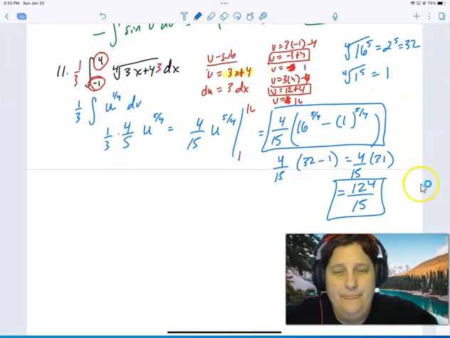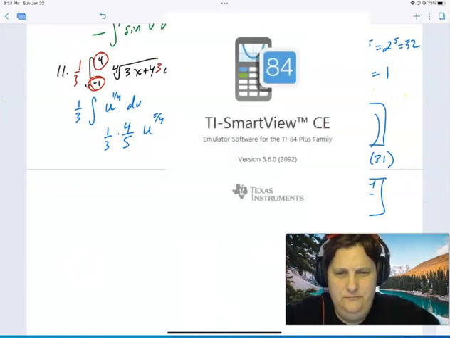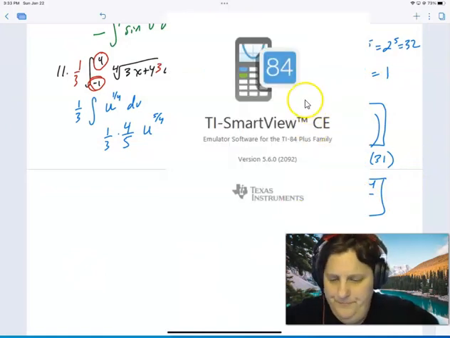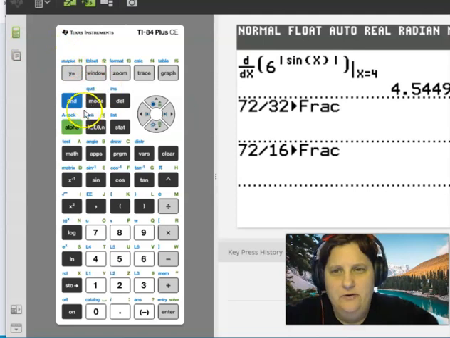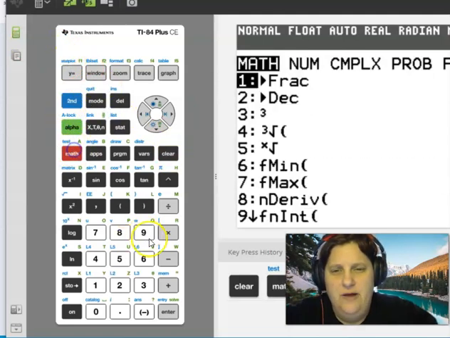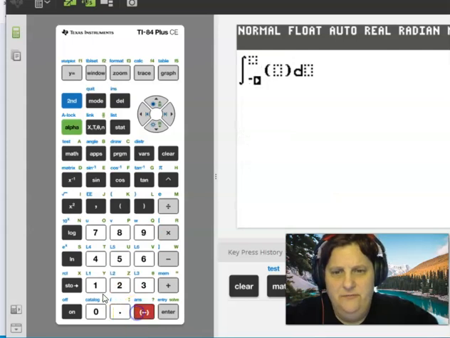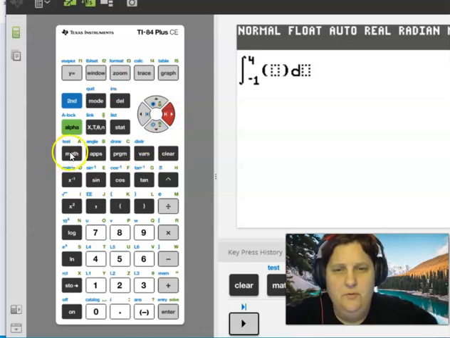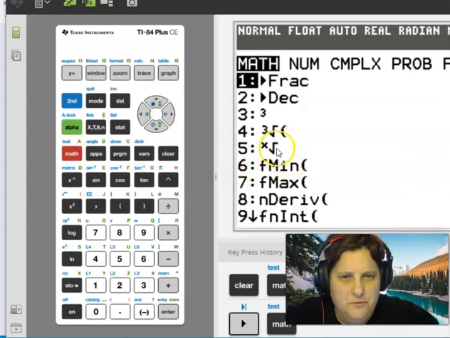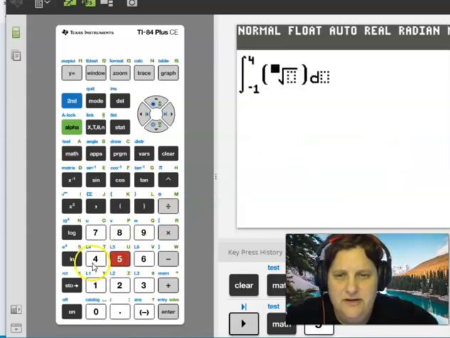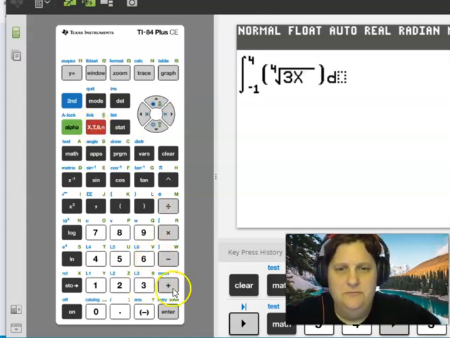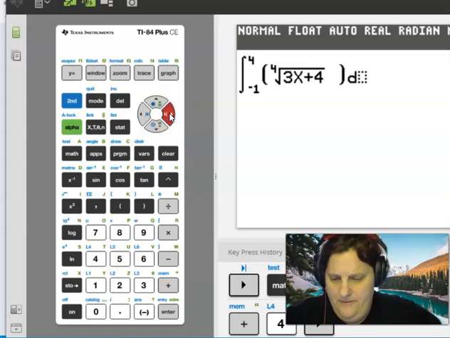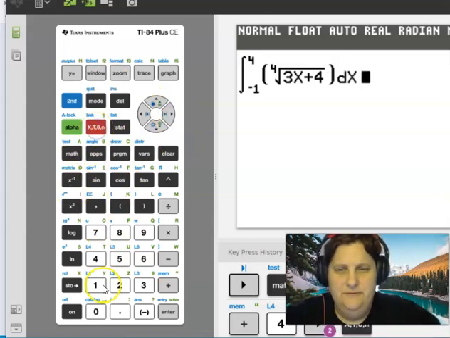Okay, remember that we get integrals under math 9. So this is the integral from -1 up to 4. Okay, and it's a 4th root, which you could just write to the 1/4 power. I'm actually going to do this root button right here under math 5, just so you guys can see how that works. So there's a 4th root of 3x plus 4 dx.